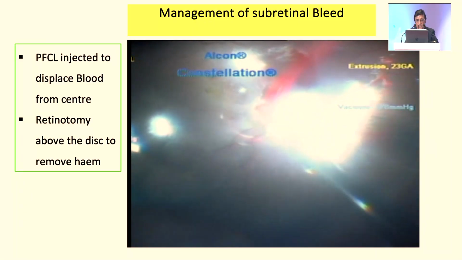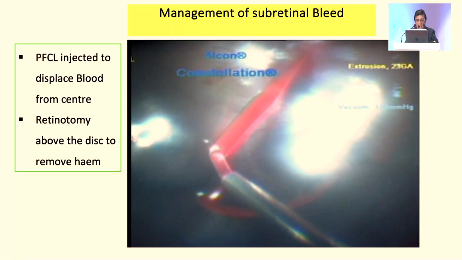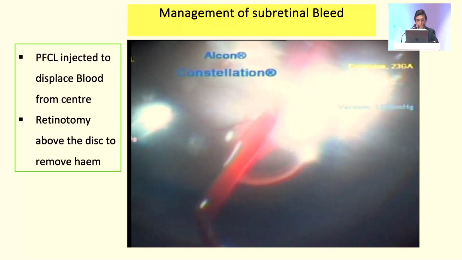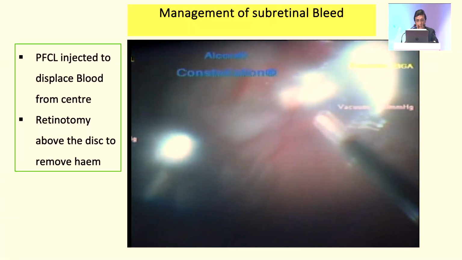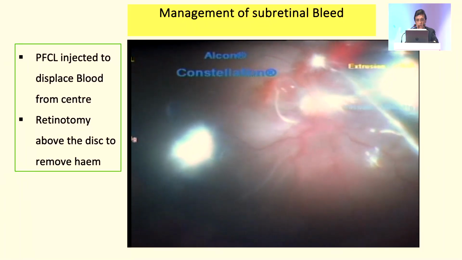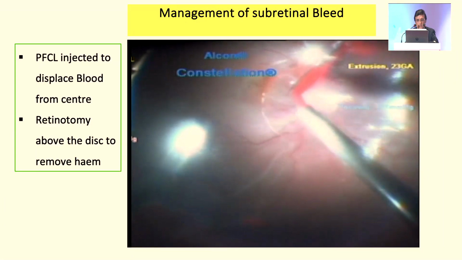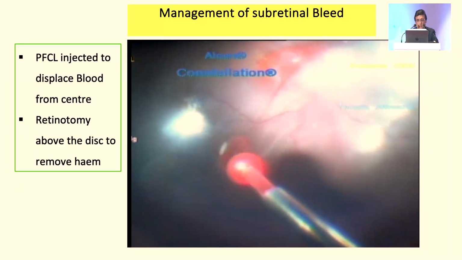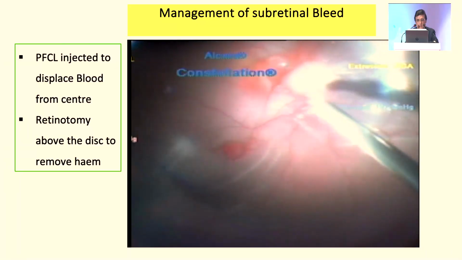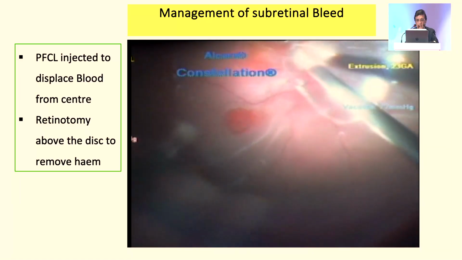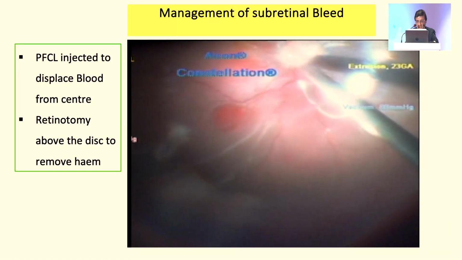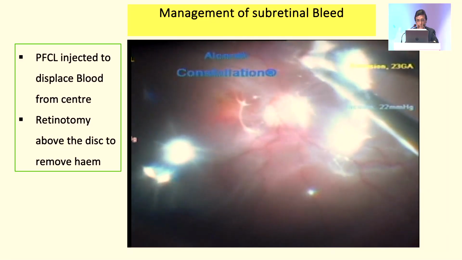Whenever the bleeding is not getting controlled and we have taken all measures, you can always switch to air, increase the infusion pressure, close all the ports, and make sure that the bleeding is stopped, and go back again. So this is an example of blood being removed from just above the disc in the subretinal space, followed by standard technique and fluid-gas exchange, and the macula has been saved, the patient as well.